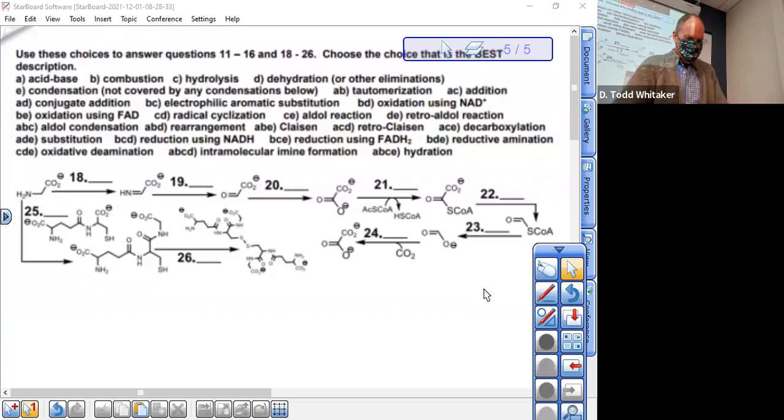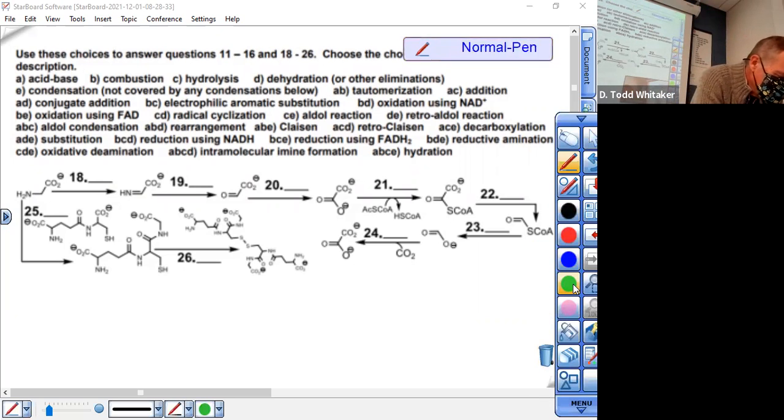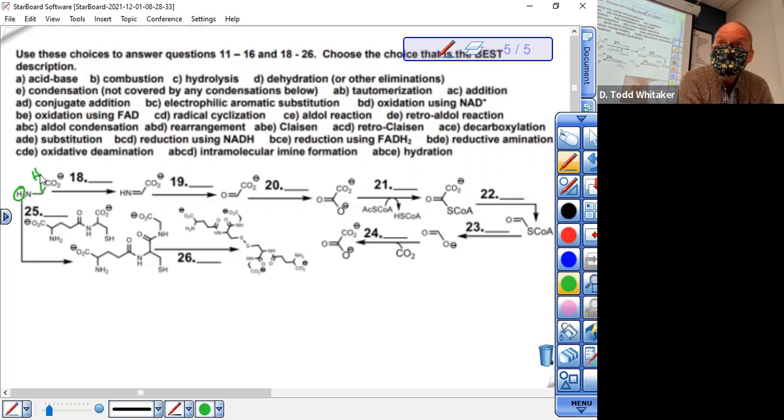Same answers for this. And here, you're getting rid of two H's, one of them from here and one of them from here, and replacing them with bonds to more electronegative N and electronegative C. That's an oxidation.